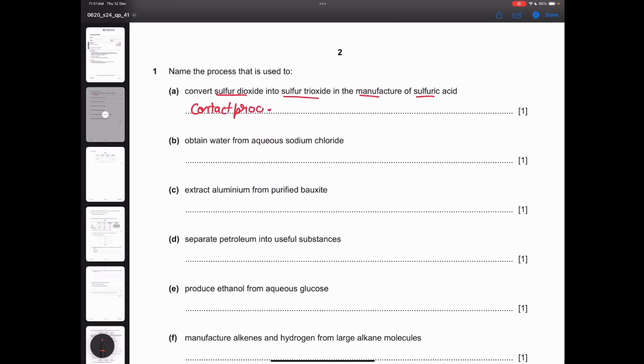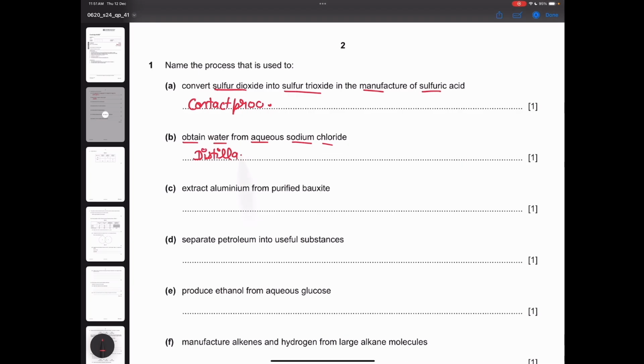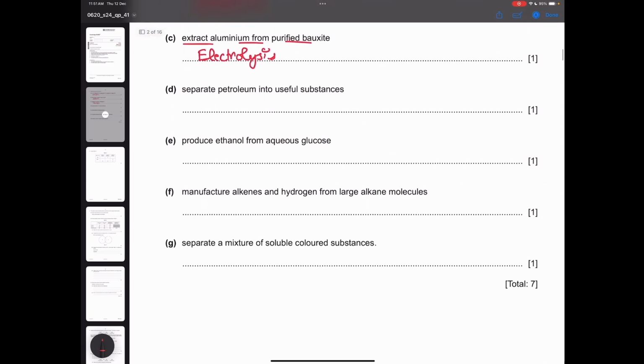How will you obtain water from aqueous sodium chloride? Now, for this, you can just use simple distillation. Water and sodium chloride both will have different boiling points, so you can use distillation. Extract aluminium from purified bauxite. We know that electrolysis is used for extraction of aluminium from bauxite. So, electrolysis.